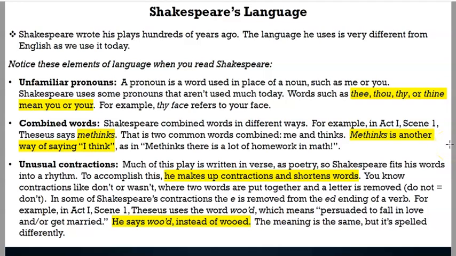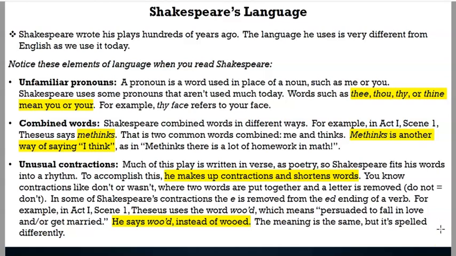He used combined words. Shakespeare combined words in different ways. For example, in Act 1, Scene 1, Theseus says, methinks. That is two common words combined, me and thinks. Methinks is another way of saying I think, as in methinks there is a lot of homework in math. So I think, right, there is a lot of homework in math. And then he uses unusual contractions.